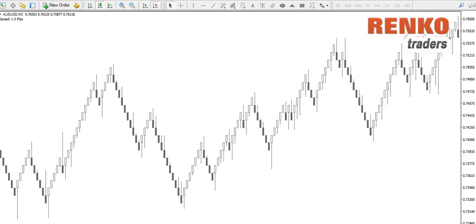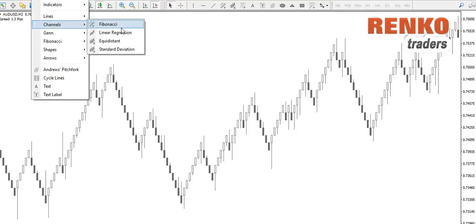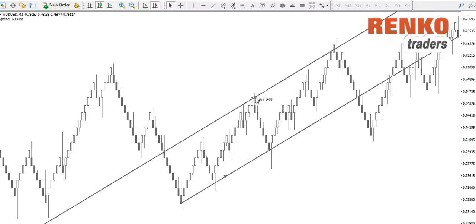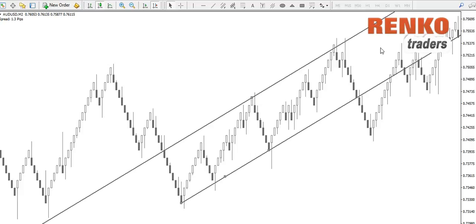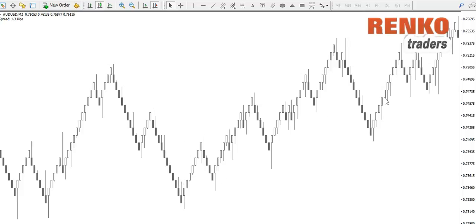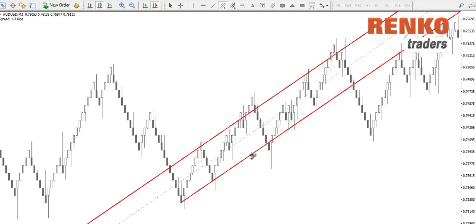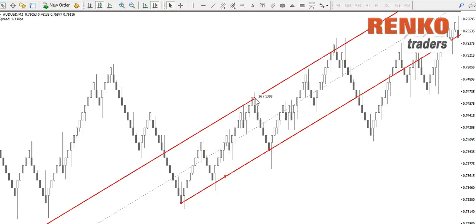Okay, so obviously the tool that we will be using is the price channel tool. The MT4 platform has different kinds of channels that you can draw. You've got your standard deviation, equidistant, linear regression, and Fibonacci. Equidistant is one of the most commonly used tools, and it is also known as the price channel tool. But the problem is that with the MT4 equidistant, you don't really have the 50% line or the median line. So to overcome this, we can go to channels and select Fibonacci, where we can set the 50% level.